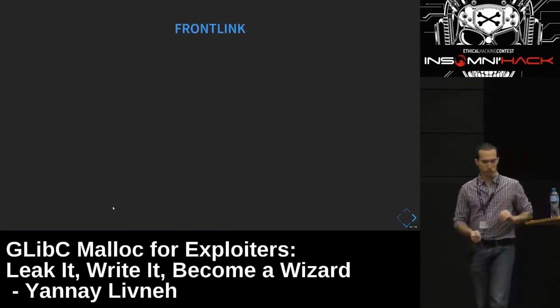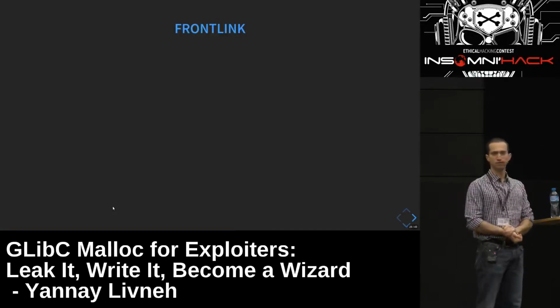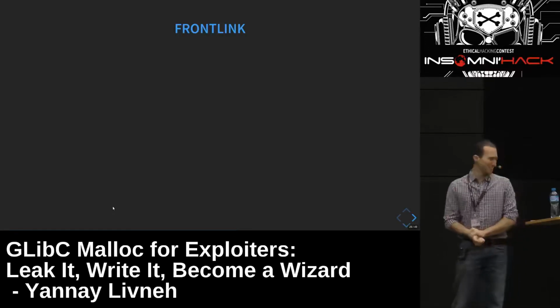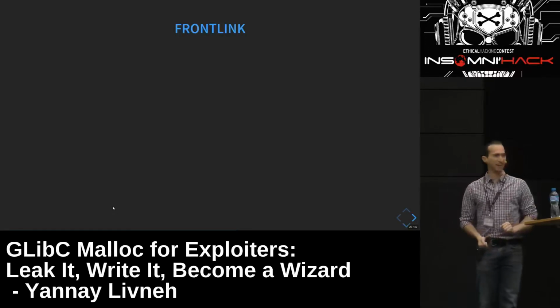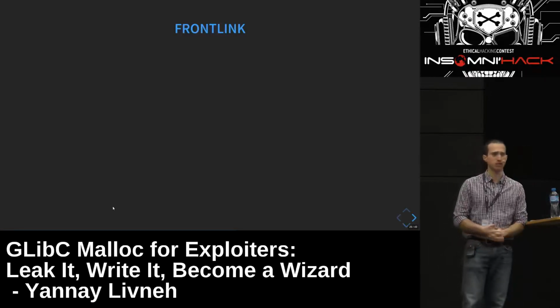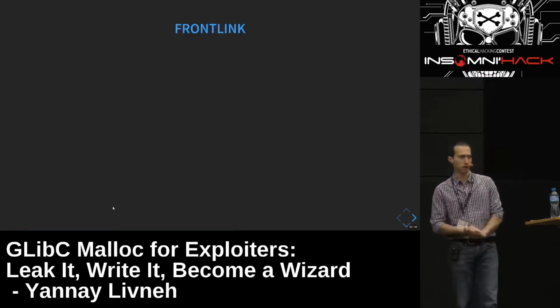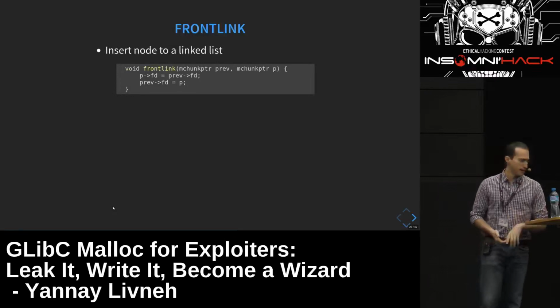The first example is frontlink. Has anyone here ever heard of frontlink? No? Anyone is awake? Okay, great. So frontlink was actually the first or the second heap exploitation technique ever published. It was published in 2001 in a paper called Voodoo Malloc Tricks. The idea goes like this.